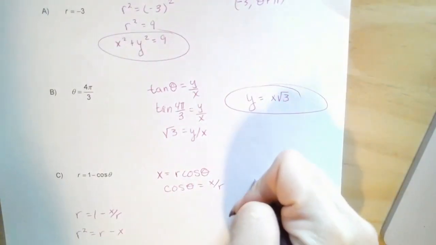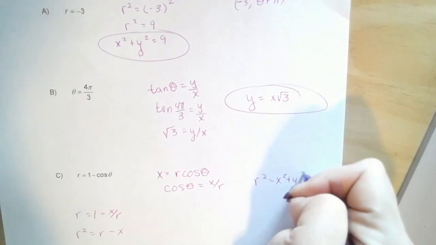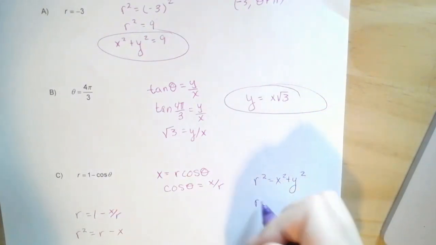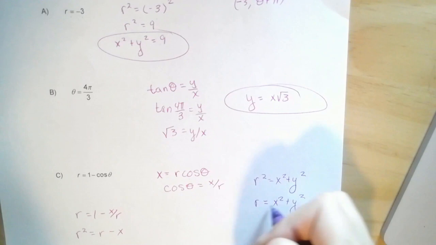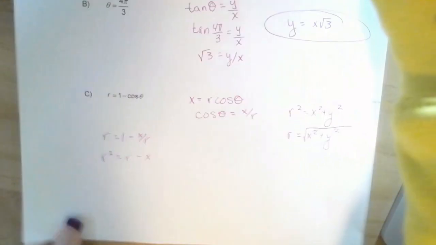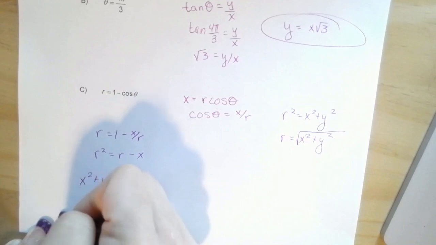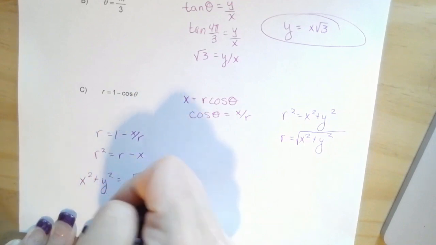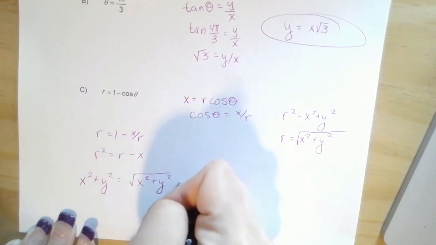Okay. Well, r squared is great because I already have an r squared. But how do I get my r? So let's keep in mind r squared equals x squared plus y squared. So how do I get r by itself? Well, r equals the square root of x squared plus y squared, all of that in the square root. Alright, so let's replace that. r squared is x squared plus y squared, and r is the square root of x squared plus y squared. And we have minus x.